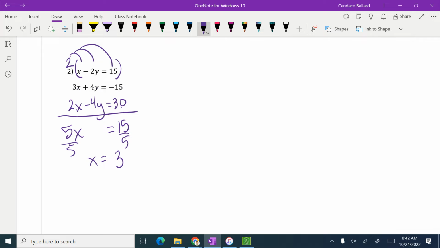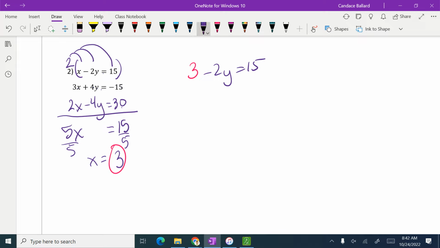Then it's your choice. You can decide, do I want to substitute into the first equation or the second one? What do you guys want to do? First. Okay, so the 3 goes in, right? Minus 2y equals 15. So that came from here.